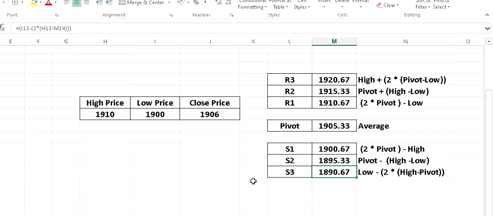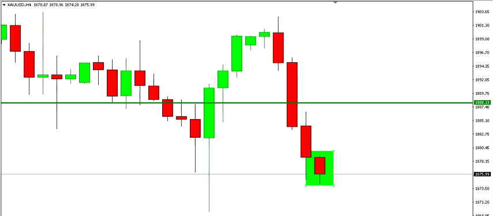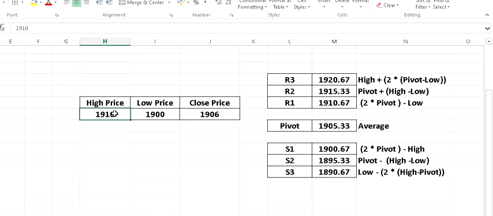Okay, so now if you are going to calculate the pivot point for this last candle, we have to look at what is the high price, what is the low price, and what is the close price. Now the high price is 1878.96. So you go to the chart, 1878.96. Okay, that's your high price.